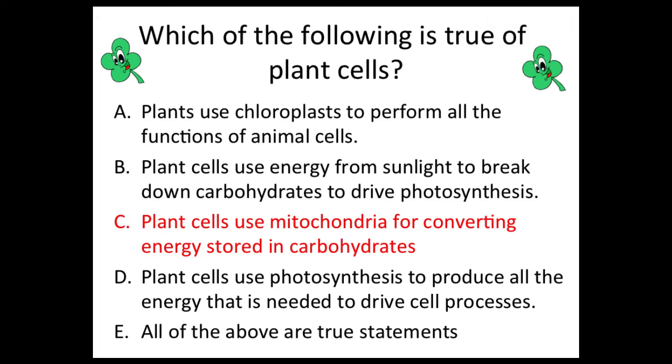And the answer is plant cells use mitochondria for converting energy stored in carbohydrates. And those carbohydrates are usually glucose molecules, which are types of sugars. All of the other choices here are not true.